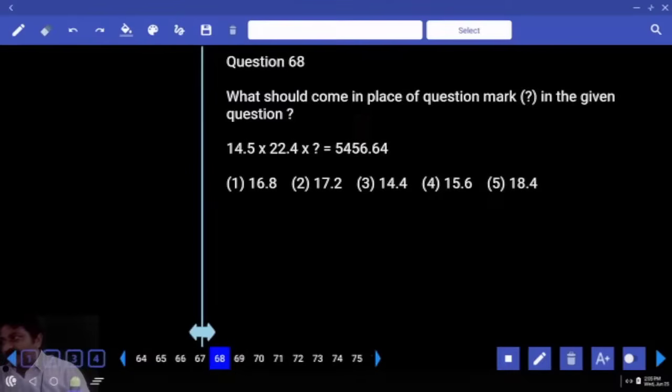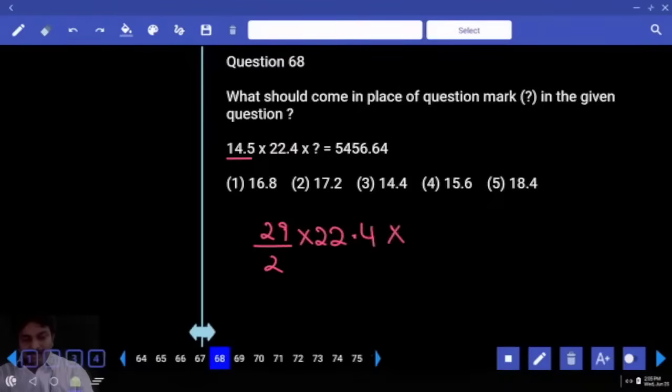X is on the left hand side. Keep it as it is. 14.5, I want to write it as 29 by 2 into 22.4 into x is equal to something. Okay, 2 cancellation, 1.2.